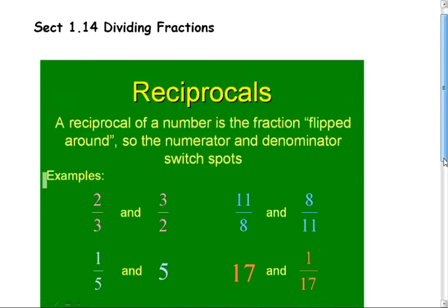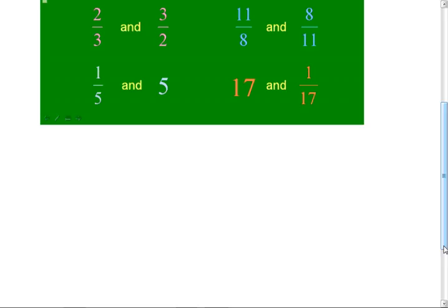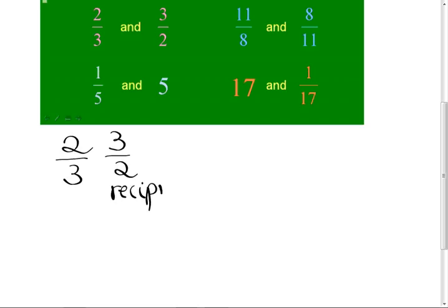Okay, reciprocals. Remember those? Actually, I found out I like to do this better. 2/3: if I flip it over, that's the reciprocal. Do you remember that? Yes? No? What happens if you multiply a number by its reciprocal?